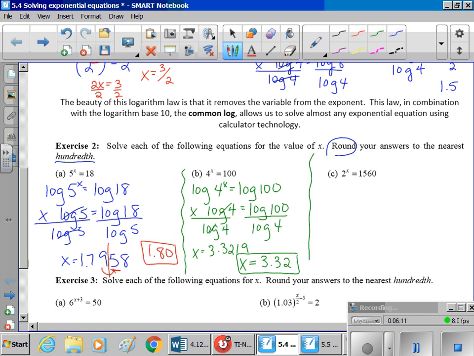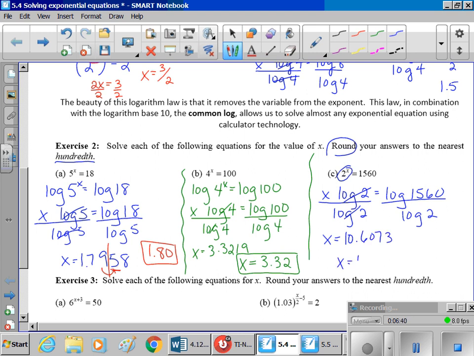Now, hopefully, you're going to get to the point where you're going to start skipping that step, because you're going to know when you log this, it's going to become x log 2 is equal to log 1560. And then you're going to divide both sides by log 2. If you can't skip this step, please don't, okay? It will become a little bit easier for you. So x turns out to be 10.6073. So the answer turns out to be 10.61.